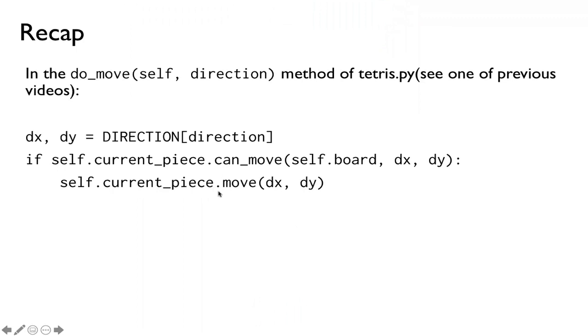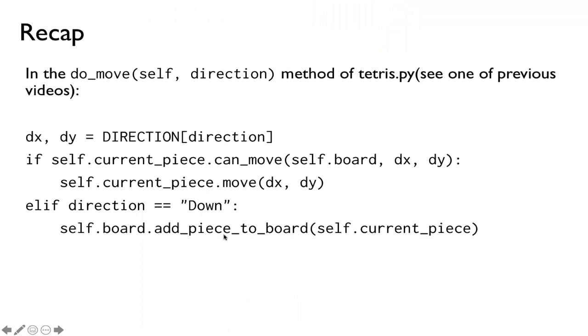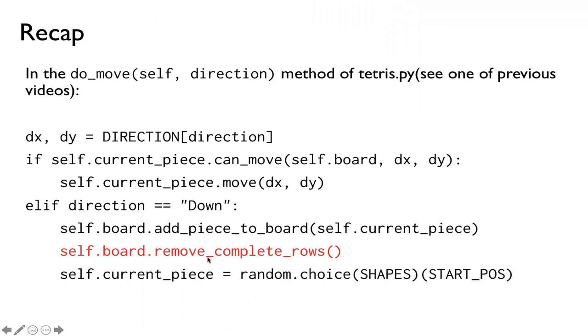But if you cannot move in that direction, and that direction is down, then you must have reached the bottom, so you should add that current piece to the board. We did that also in the previous video. And now what we want to do next is, after we add a piece to the board, check to see if we can remove any complete rows. And then once we do that, we can create a new random piece on the top. So we did this algorithm, and we're now adding in this method. We're going to do this method in this video, just so we know where we are in the game here.